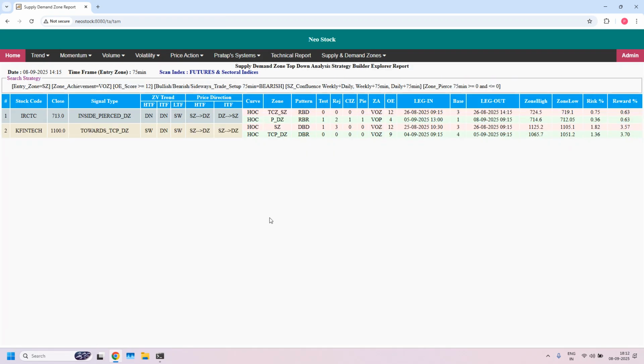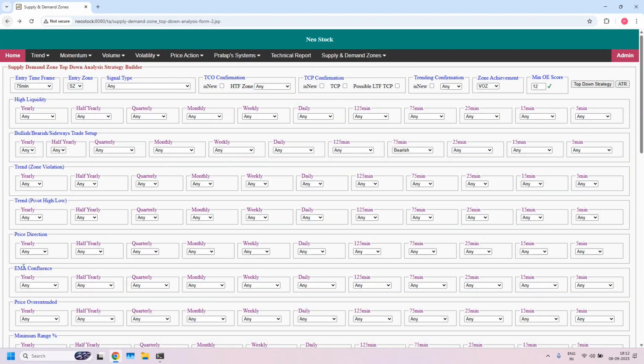We got 2 stocks. In these 2 stocks, these 75 minute supply zones overlapped with the daily supply zone, and both together again overlapped with the weekly supply zone. But the weekly trend is a downtrend in only one stock. Let's verify in this stock whether any weekly supply zone has weekly EMA confluence. And the trend on the weekly should not be sideways, it should be a downtrend because it is a bearish trade setup.